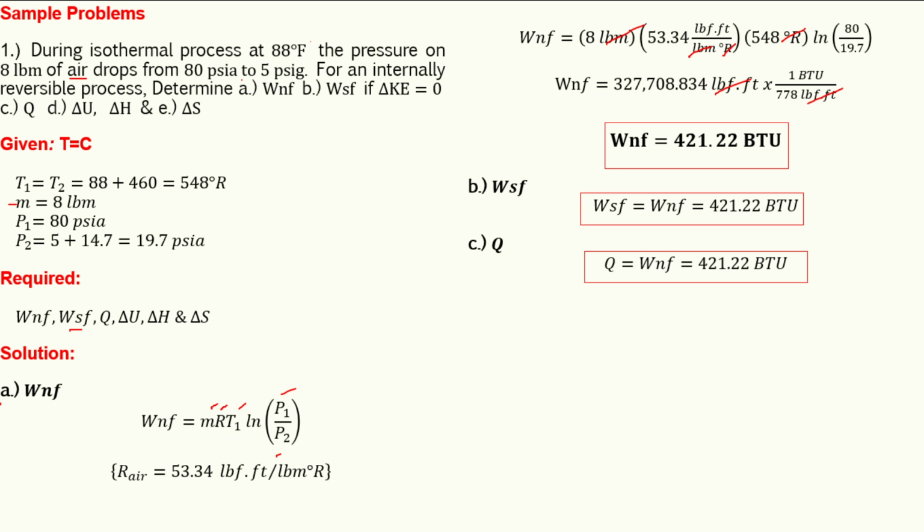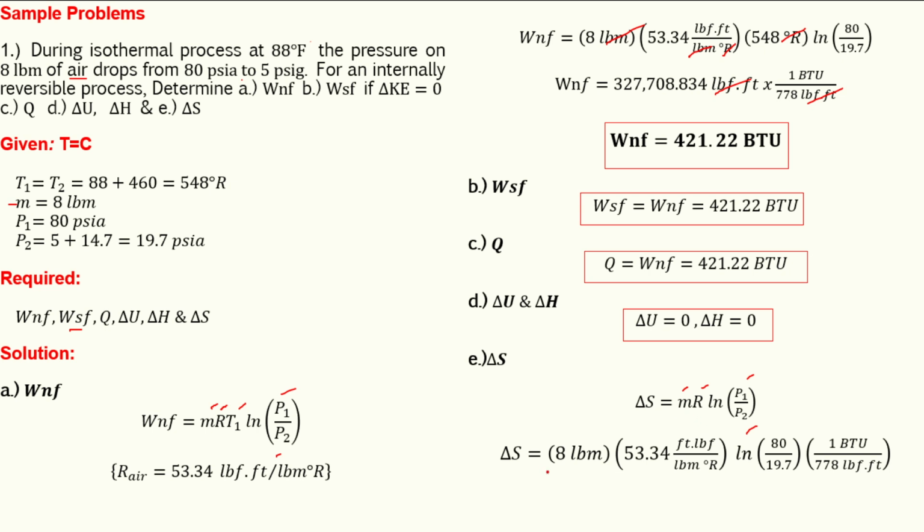So, isothermal is easier to solve because many values are equal. Okay? In terms of change in internal energy and change in enthalpy, they are both equal to 0, because we have no delta T. And last, solving for the change in entropy, the formula we will use is in terms of MR ln P1 over P2, because that is our given. We have M, we have R. So, it is just direct substitution.